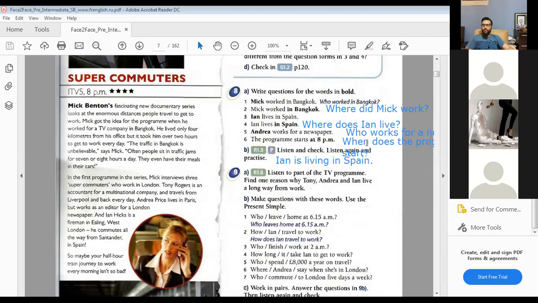But here, why did we use does? Because it's present simple. But why is it present simple? Because it's a repeated event. Exactly. Yes, habit. It's repeated. It's a routine. Because a series is repeated. Every day, a new episode every day at 8 o'clock. Okay? All right.